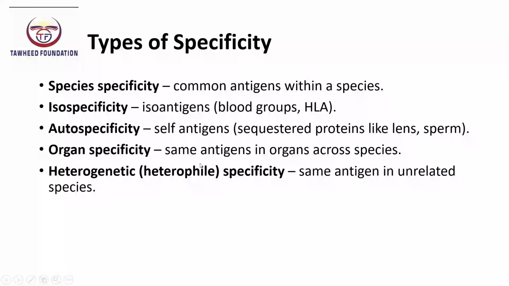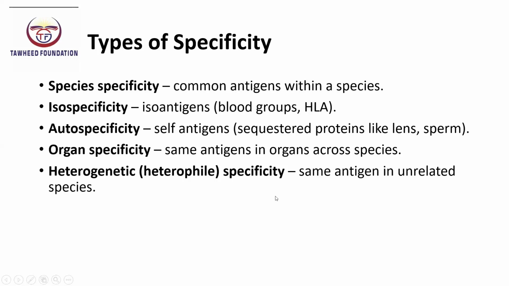Next is organ specificity. Some antigens are shared across the same organs of different species. For instance, brain or kidney antigens may cross-react across species. A clinical example is neuroparalytic complications that occurred after the old sheep brain-derived rabies vaccines due to cross-reaction of brain antigens.